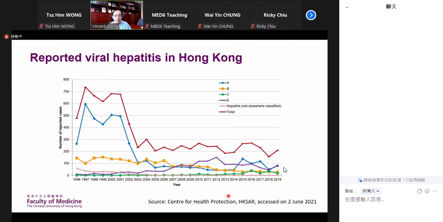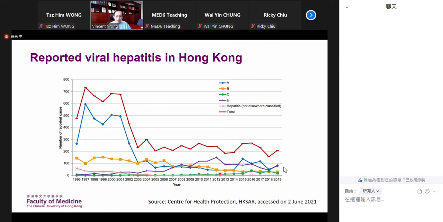These are updated data from Hong Kong, essentially telling you a number of interesting observations. First of all, acute hepatitis is becoming less common nowadays. So this is in the 1990s, and now the number of acute hepatitis has dropped by more than two-thirds. And secondly, among the acute viral hepatitis, as mentioned, hepatitis A and E would be the most common causes. Now, it is difficult to discern whether hepatitis E or hepatitis A is more common.